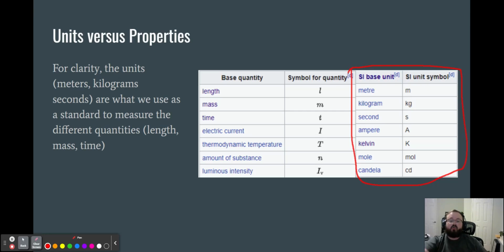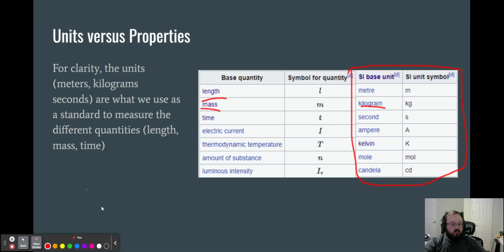That's what we actually measure with, right? So I'd say, oh, 5 meters. Meters is the unit. The quantity is what they are measuring. So a meter is a unit that tells us something's length. A kilogram is a unit that tells us something's mass. I want to make this clear, the difference between what the unit is and what the quantity is. What are those units telling us about?